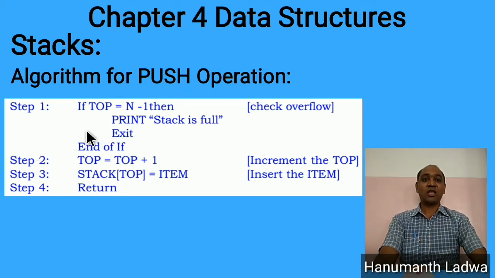Step 2, if it is not true, then this part will get executed. So here top is equal to top plus 1 means what? Earlier it was initialized to top is equal to minus 1, that is pointing to nothing, that is a null pointer. If we increment the value of top by 1, it will become 0, because minus 1 plus 1 gets cancelled, top is equal to 0 will come, right? So top is pointing to the 0th index, that is the first element in the array.